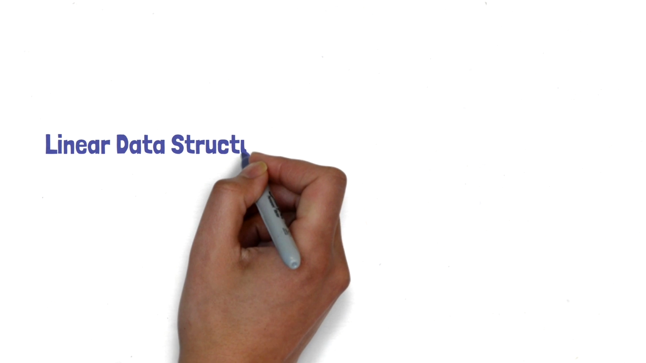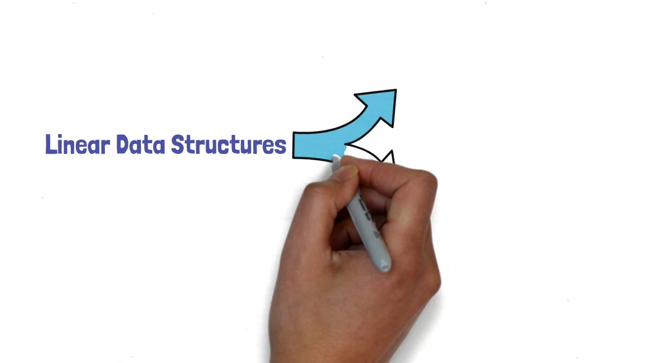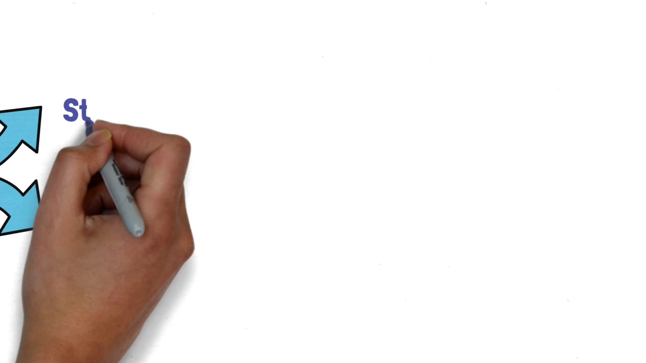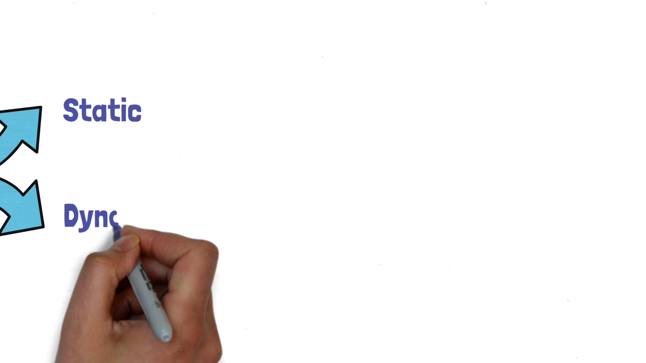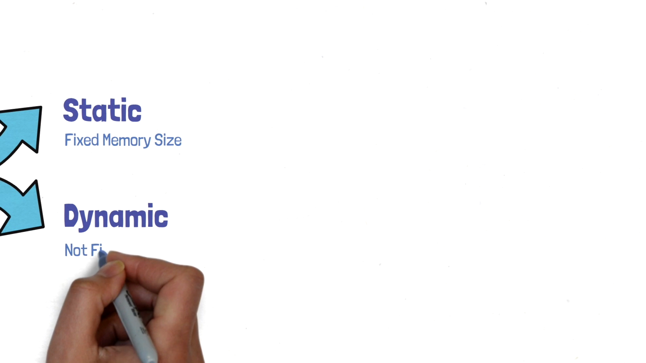By the way, today we'll focus on the linear data structures. Maybe we'll also talk about nonlinear data structures in our next video. There are basically two types of linear data structure. The first one is static data structure and the second one is dynamic data structure. The word static means that the memory size of the data structure is fixed, while dynamic means that the size of the data structure can be updated in use.